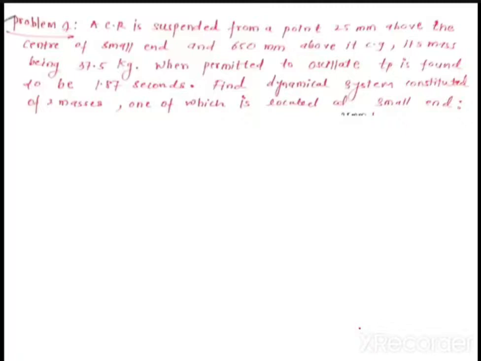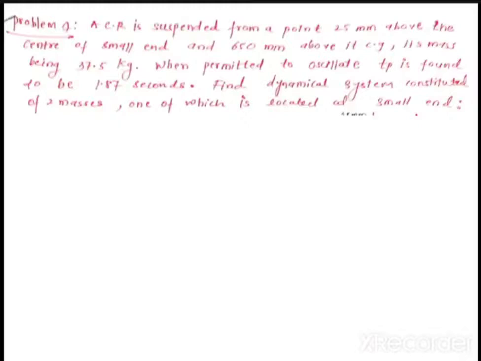हॅलो, ओके, चलो आता एक शेवटचे 10-5 मिनिटात आपण इक्विव्हॅलेंट सिस्टीम वरती प्रॉब्लेम सॉल्व्ह करूया पटकन. ओके, चलो, सगळ्यांसमोर स्क्रीन आली आहे बघा. A connecting rod is suspended from a point 25 mm above the center of small end and 650 mm above its CG. आता हा प्रॉब्लेम कुठला आहे? इक्विव्हॅलेंट डायनॅमिकल सिस्टीम वरती. Its mass being 37.5 kg, when permitted to oscillate, TP is found to be 1.87 seconds. Find the dynamically equivalent system constituted of two masses, one of which is located at the small end.